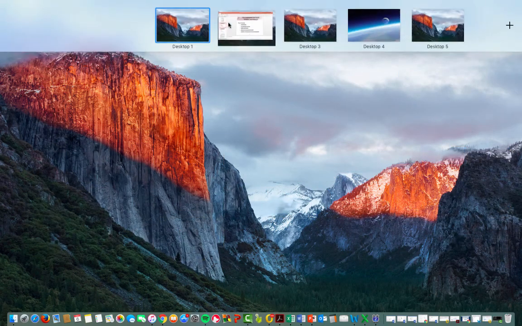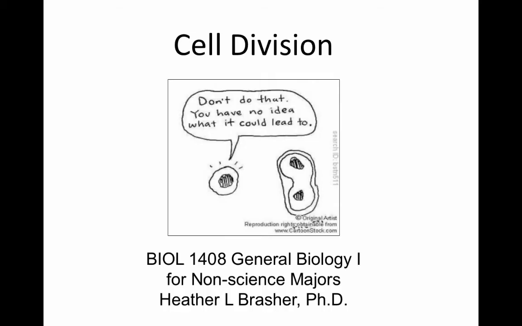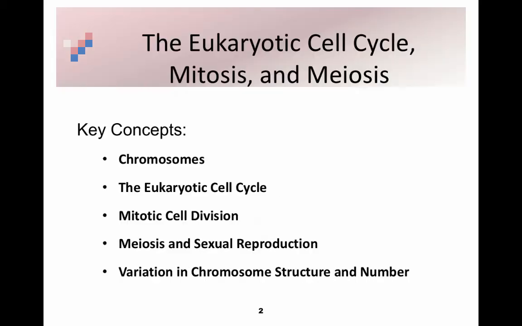Hi guys. So we are going to talk about cellular respiration today, and I think you're really going to enjoy this a lot. So we're going to review a little bit about what chromosomes are, the eukaryotic cell cycle, and mitosis in general. And then we're going to leave meiosis and variation to chromosome structure till later.